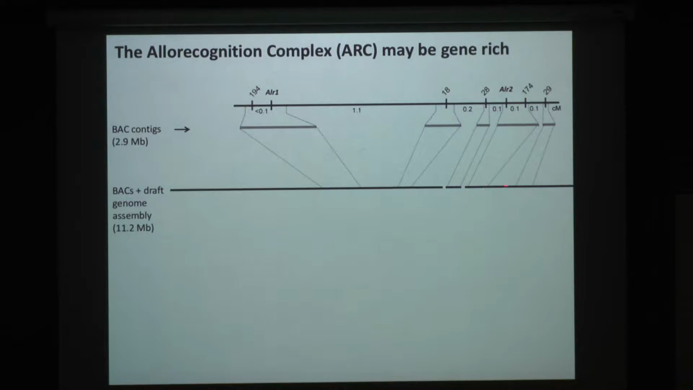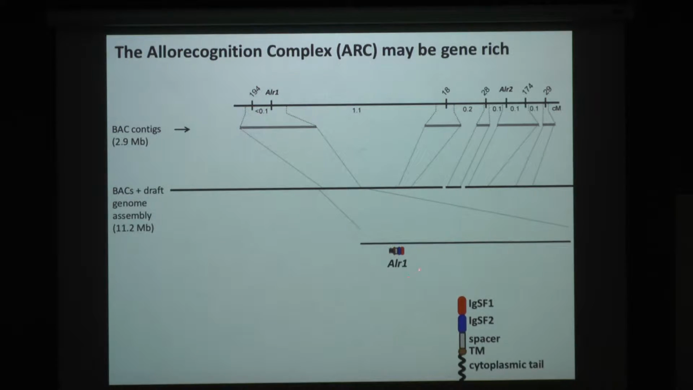ALR2 turns out to be exactly what I just told you about. There's nothing new. But ALR1 has been full of surprises. So if you take the sequence of ALR1 and you BLAST it against this region and look for where it is, it's right here. And then we thought, well, maybe there's other ALR1s. And so just to be sure, we took each of these domains separately and looked for sequences that were similar to each of those domains.